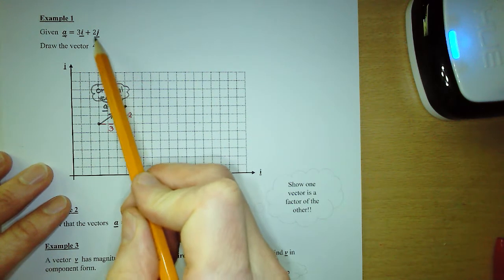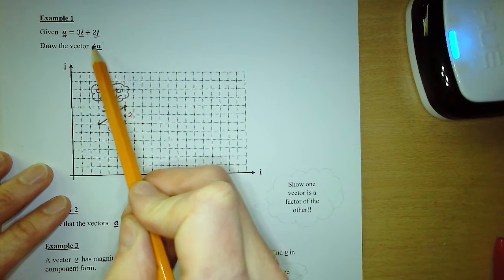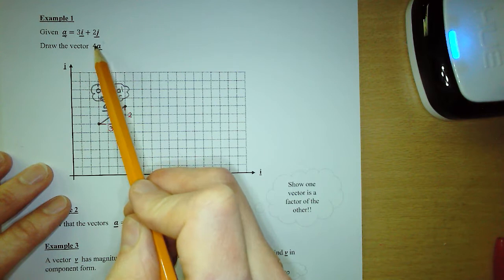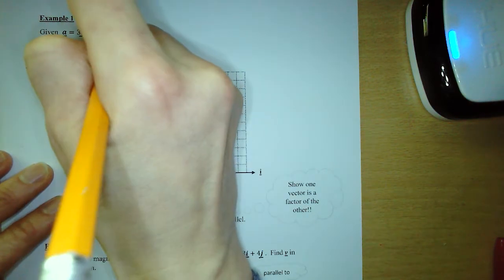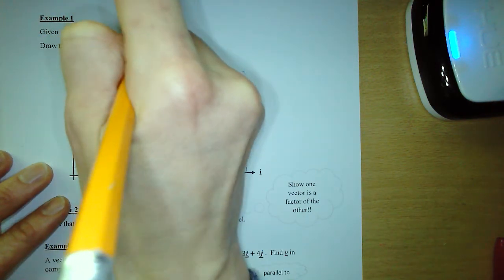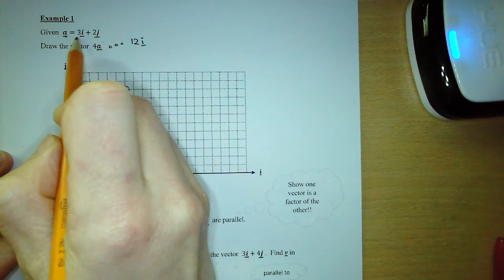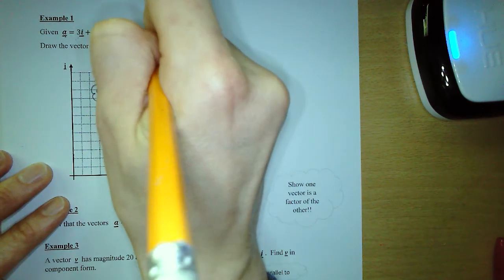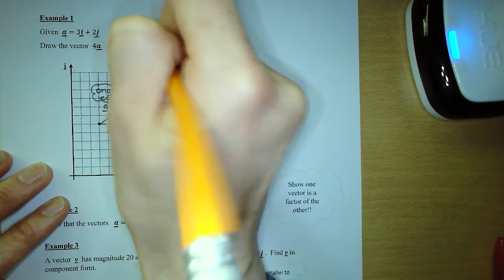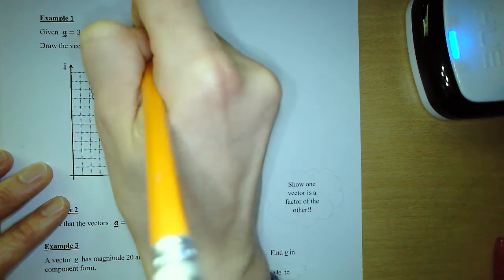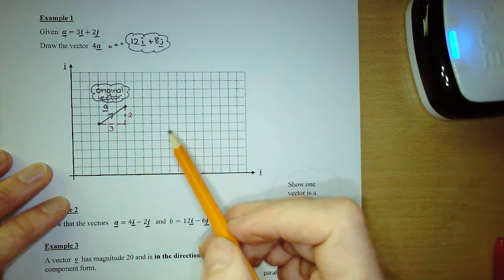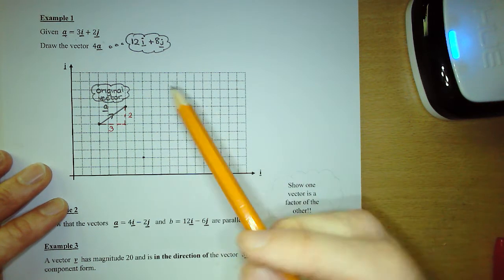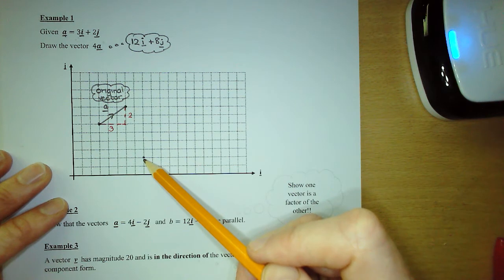So remember, when you multiply a vector by a constant, you multiply the i and the j components by the constant. So the new vector, remember, is going to be 12i. That's when we multiply 3 by 4. And then plus 2 times 4 is going to give us plus 8j. So again, pick any point on the grid. I'm going to pick a point, say, down here. And that's going to be the tail of the new vector.